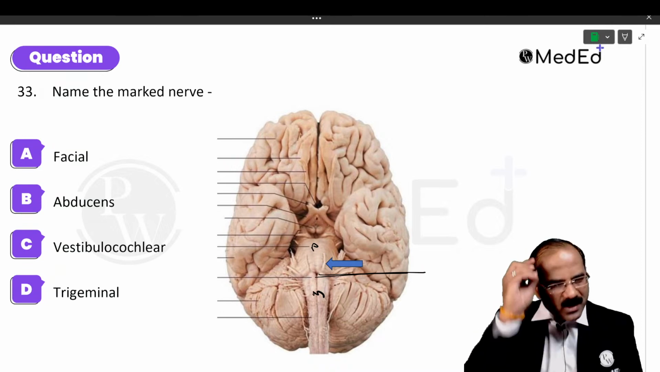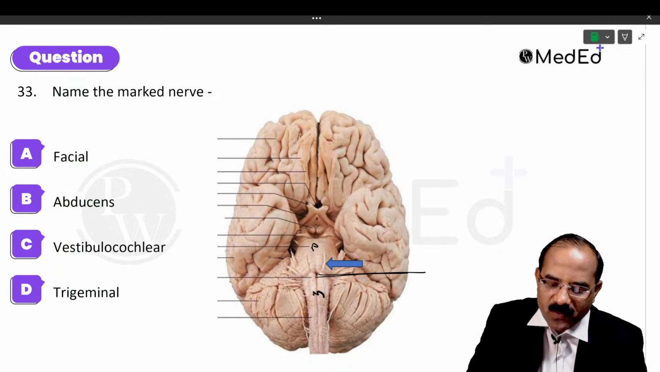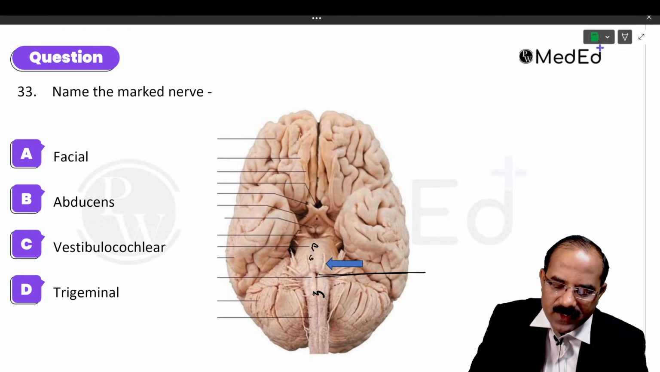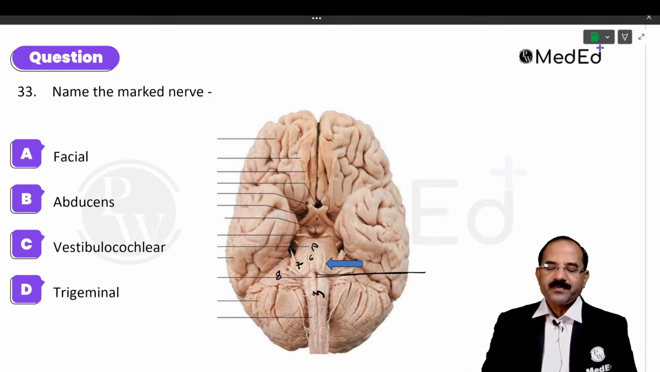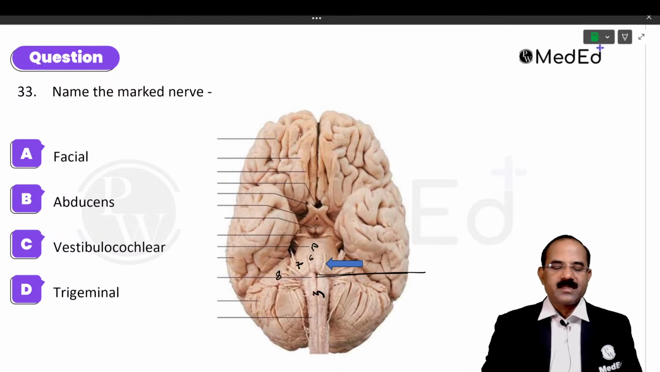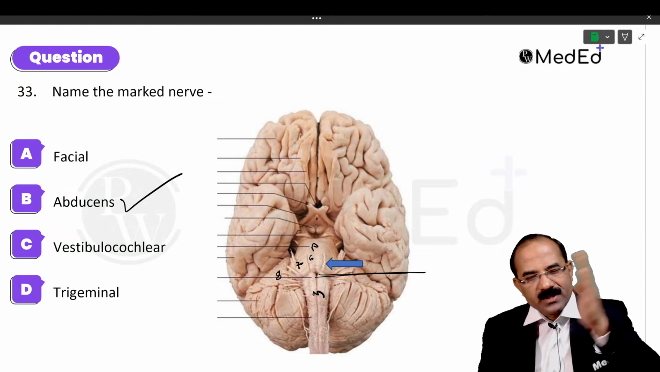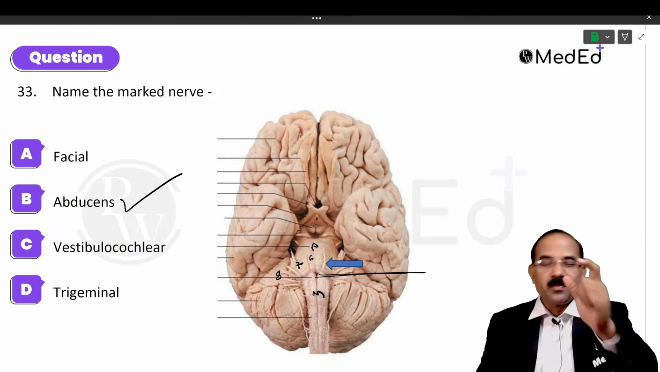And बच्चों ये हमेशा याद रखना. At the pontomedullary junction there are 3 nerves. What is that? That's the 6th nerve. That's the 7th nerve. And that's the 8th nerve. है ना? So what is pointed for you? क्या point किया आपके लिए? The 6th nerve, abducens nerve. Remember बच्चा, abducens nerve is the most medial nerve at the pontomedullary junction.